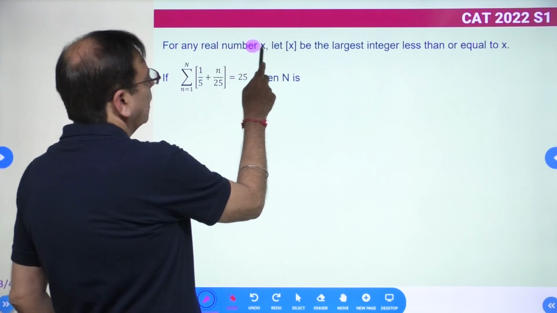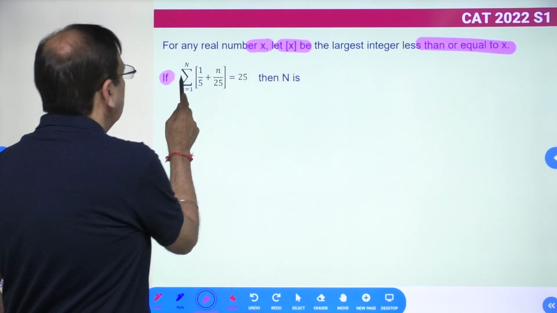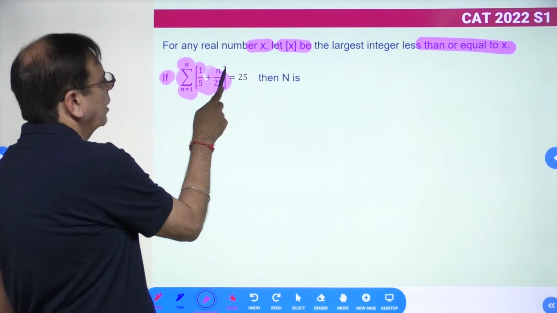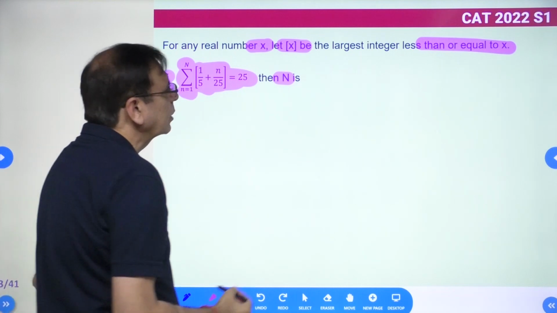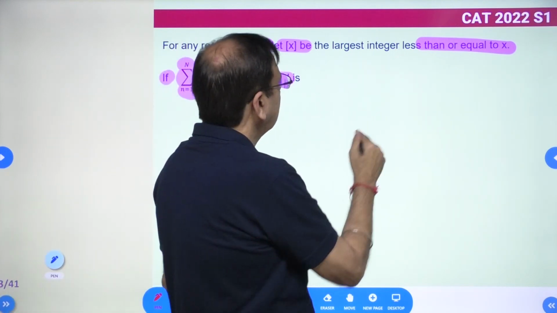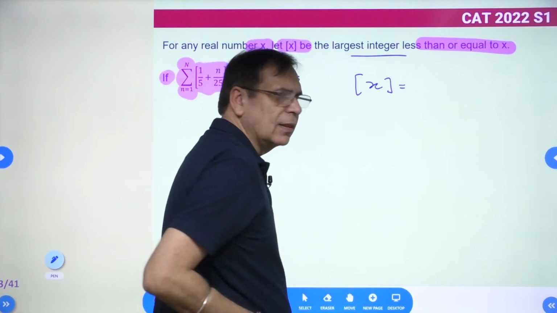For any real number x, let this be the largest integer less than or equal to x. If this particular expression has to be equal to 25, then what is the value of n? Now before we do this question, let's understand this particular thing. What is this? It is the largest integer less than or equal to x.